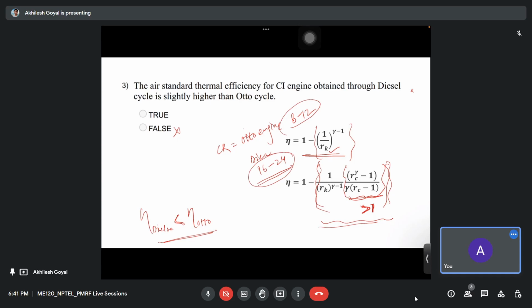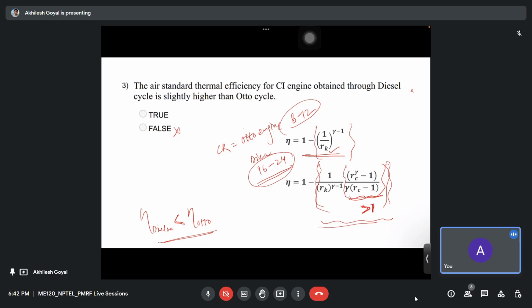Okay, so again here are two things. If we talk about the practical application, then the efficiency of diesel cycle is always higher than the Otto cycle, because the compression ratio is much higher compared to Otto cycles. And if we talk about constant compression ratio, then the efficiency of Otto cycle is higher.